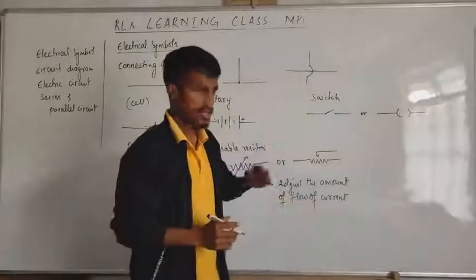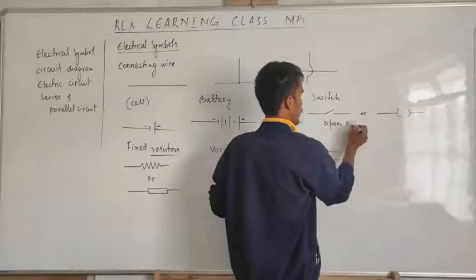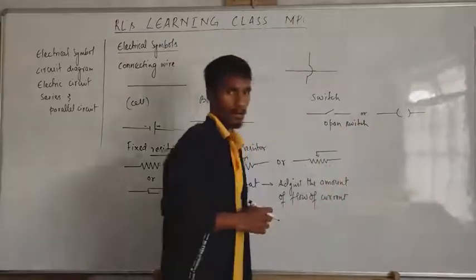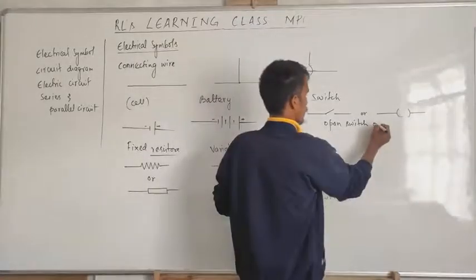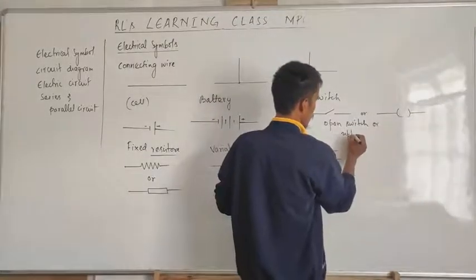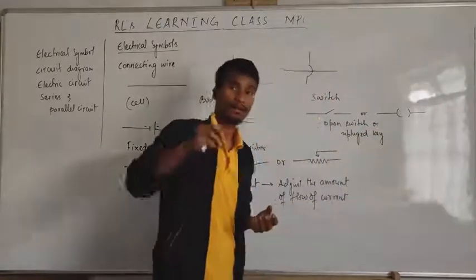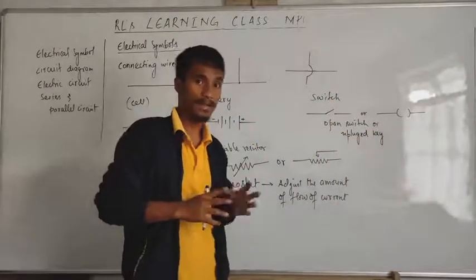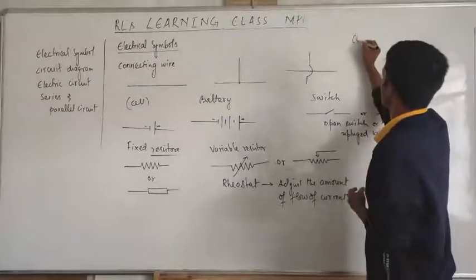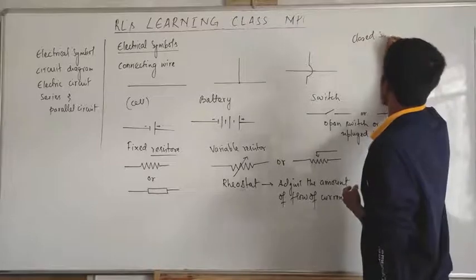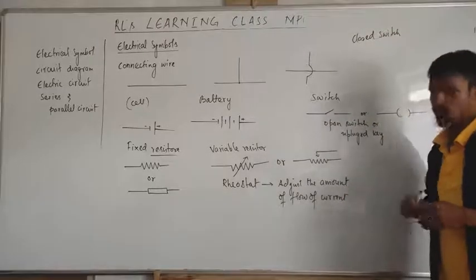What type of switch is this? This is called an open switch, or unplug key. Unplug key means we are not yet plugged in, or not yet connected. Then what is the next one? Close switch. Now, this is the open switch.